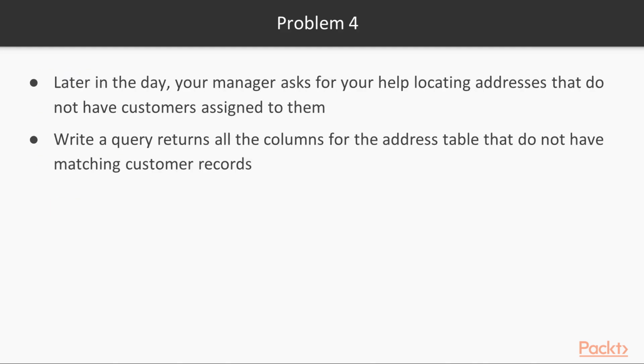Here was your task for Problem 4. Later in the day, your manager asks for your help locating addresses that do not have customers assigned to them. Write a query that returns all the columns for the address table that do not have matching customer records. Okay, so based on this task, there's an implication for the use of some kind of outer join clause because we need all the records from one table and the matching and non-matching records from another table. So a left join would have worked as a perfect solution. Let's take a look at that query now.